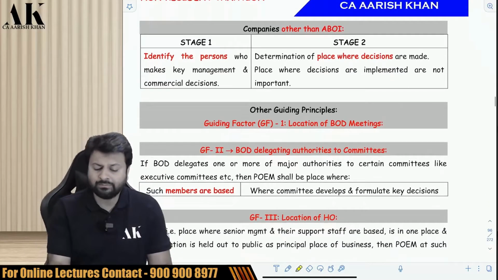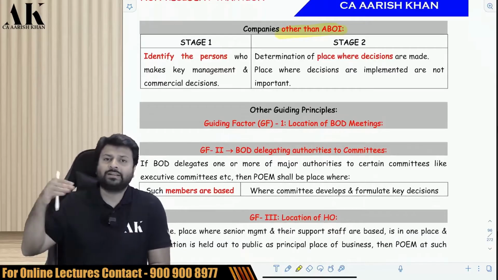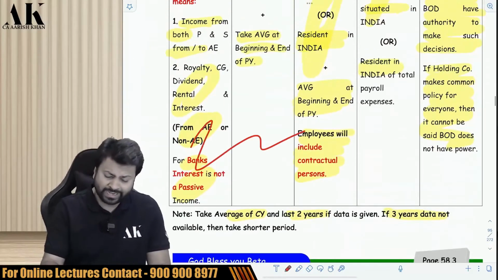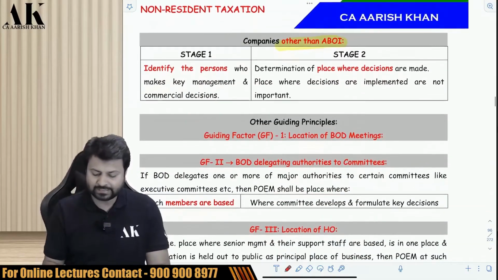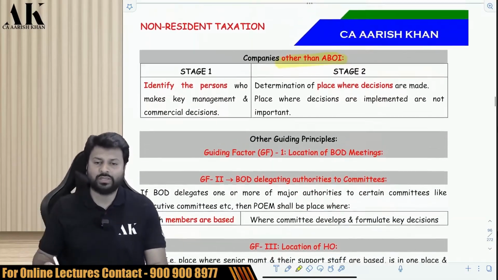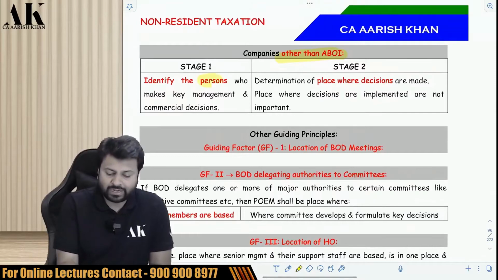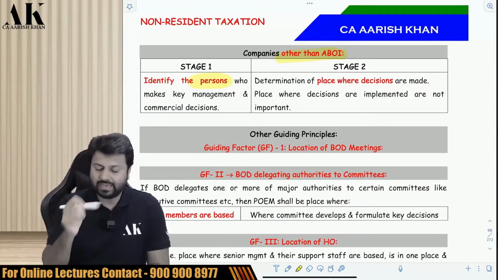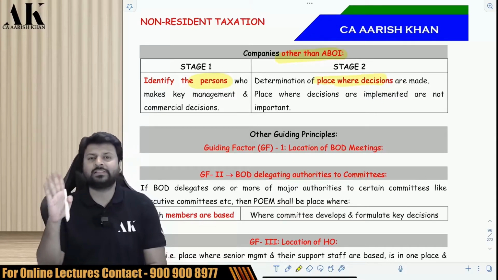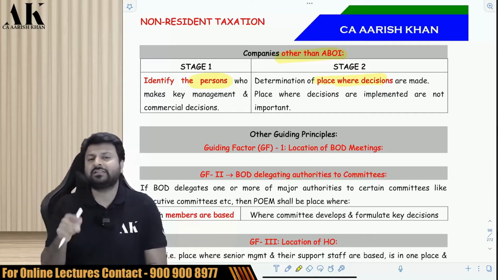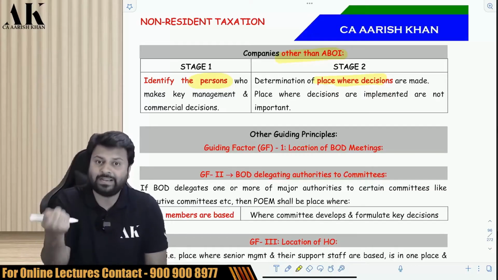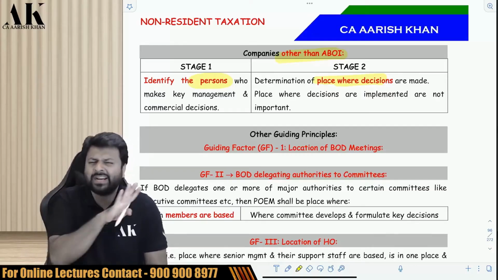Now, what about the companies other than ABOI, whose active business is not outside India? It means the companies which are violating either of these conditions. In that case the government has given a theoretical discussion, whereby they have said that first of all, identify the person who has the power to make management and commercial decisions, and then identify the place where such decisions are made. The place where such decisions are made is more important than the place where such decisions are implemented. The place where decisions are implemented is not relevant.